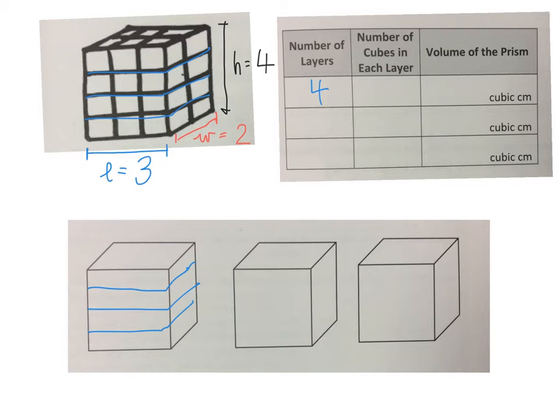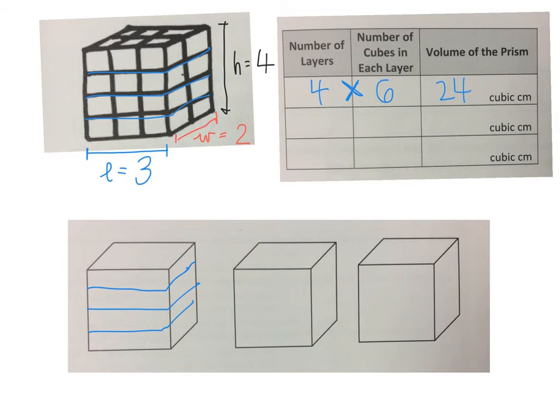Take a look at that top layer. How many cubes are there? 6. Very good. So what's the volume? How many cubes are there altogether? 24. Do you see how we multiplied the number of layers by the number of cubes in each layer to find the volume? Okay.